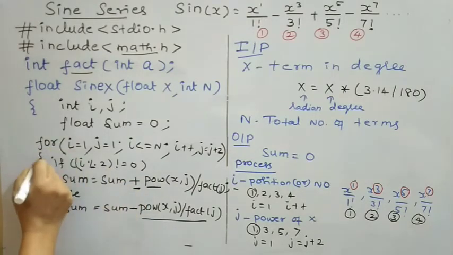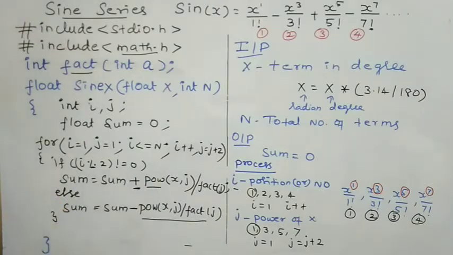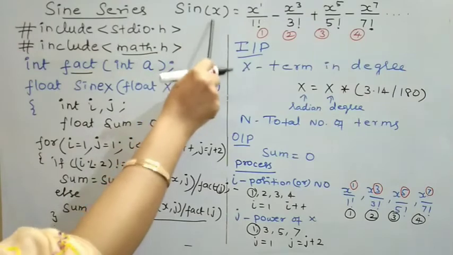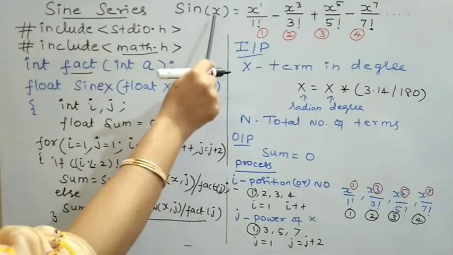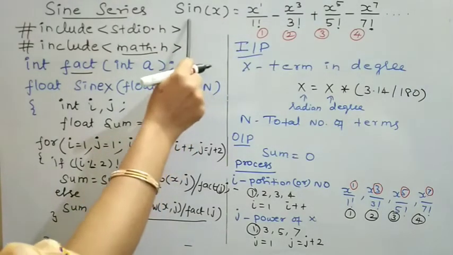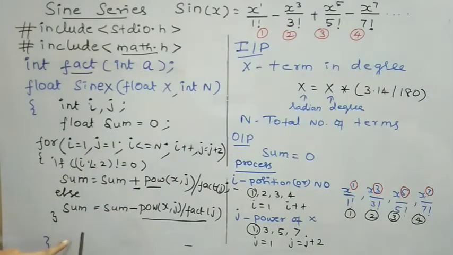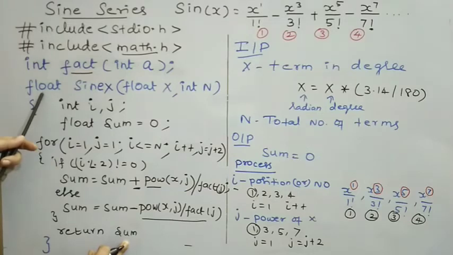Once I come out of this for loop, definitely this sum will contain the summation of the sine series. We need to return the value of sum. How to return the value of sum? The return statement will return the value of the output variable, that is sum. We are returning the value of sum. See, the function is returning the float value. Sum is defined as the float value.